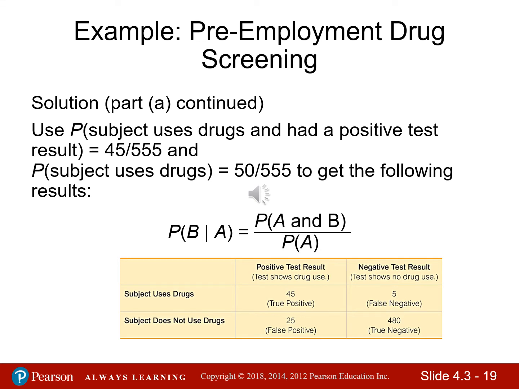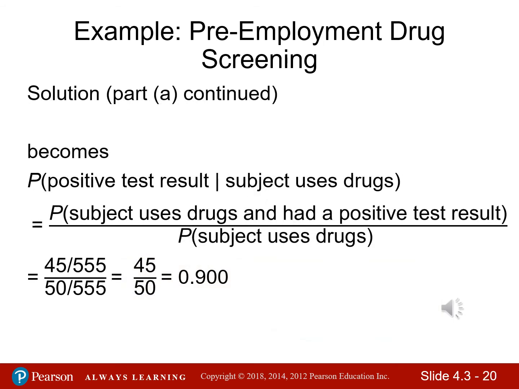And finally, the probability of B given A is equal to the probability of A and B divided by the probability of B. And this becomes the probability of a positive test given the subject uses drugs is equal to 45 divided by 555 over 50 divided by 555. Now remember, the 555 in the numerator and the denominator will cancel out, and that gives you 45 over 50, which is equal to 0.90, which is the same answer we got using the intuitive approach.